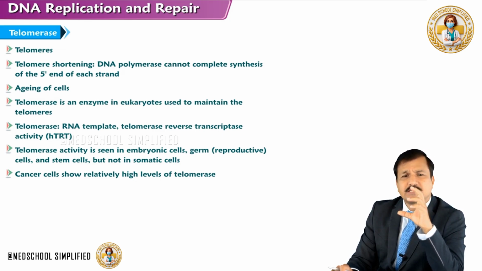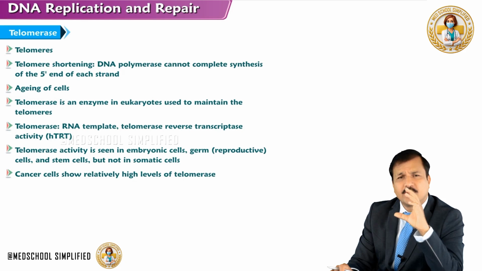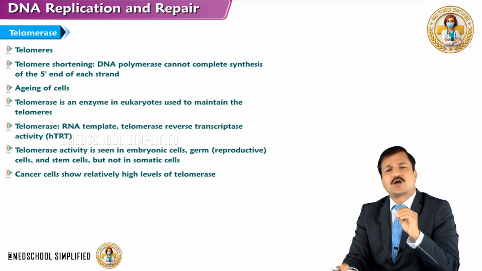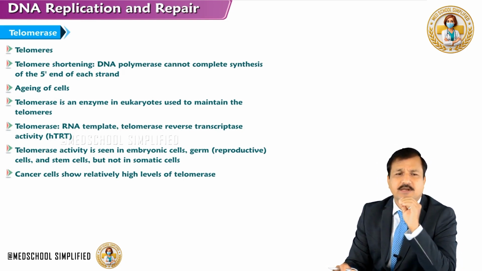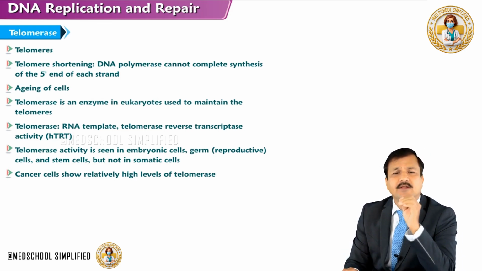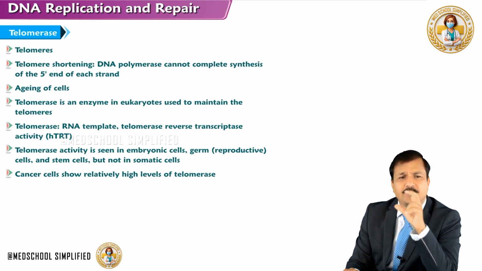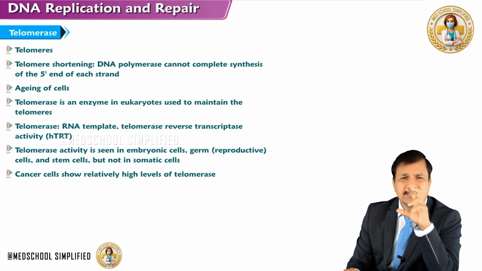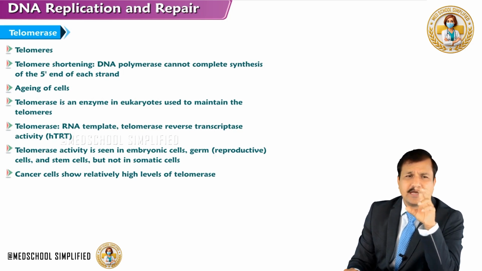Normal telomerase activity is present only in embryonic cells, germ cells, which are reproductive cells, and stem cells, but somatic cells do not have telomerase enzyme activity. However, cancer cells often have relatively high levels of telomerase, preventing the telomeres from becoming shortened and contributing to the immortality of malignant cells. This is the information that you must remember related to telomeres and telomerase enzymes.